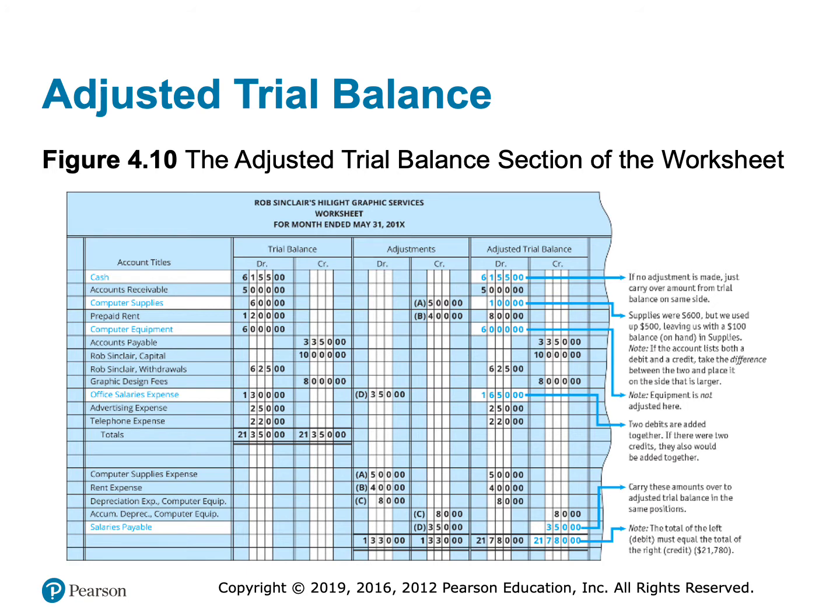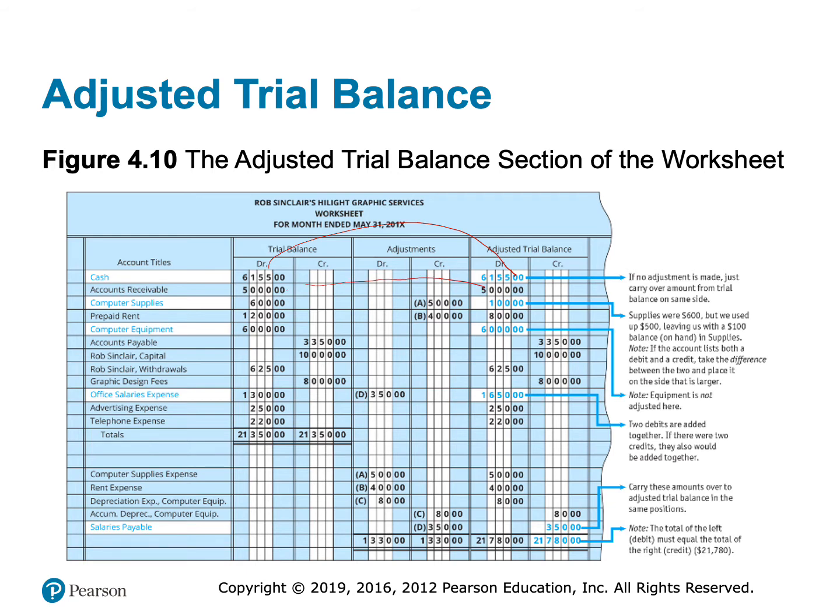So notice here, cash didn't have any adjustments, nor should it. There should never be an adjustment to cash. So that balance we just carried over, debit column to debit column. Accounts receivable didn't have any adjustments, so debit column to debit column.